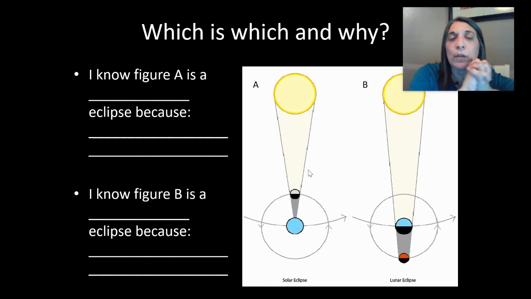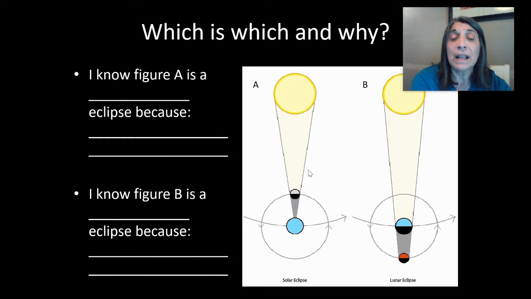Okay, so something along those lines, you can word it however you'd like. But you know that figure A is a solar eclipse because we're not getting the solar energy from the sun. The moon is blocking it. You might want to word it that way, that way it helps you remember it. We're not getting the solar energy from the sun because the moon is blocking it.